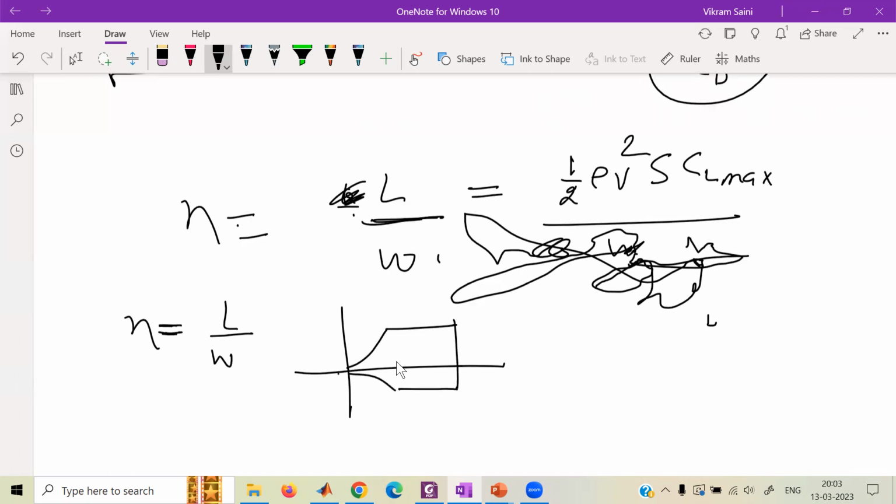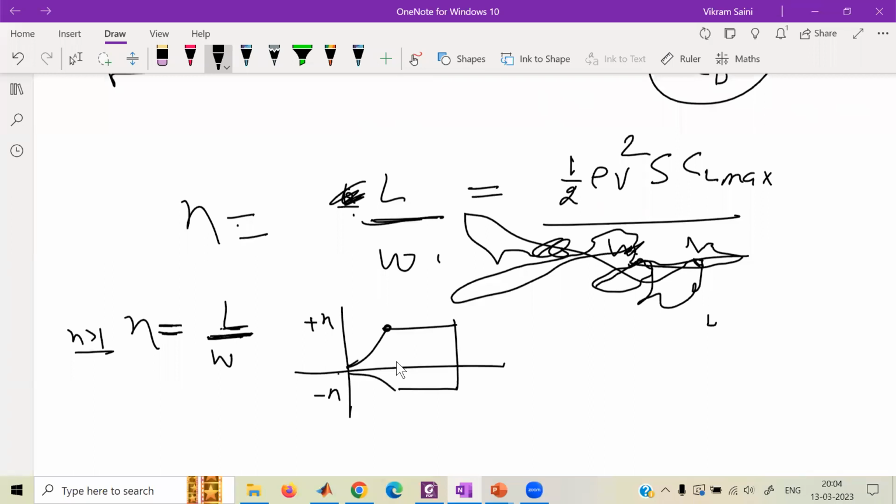So this is the corner velocity. This is plus n, this is minus n. So you fly different maneuvers, and in those maneuvers n is always greater than 1. In steady flight n is equal to 1 because lift is equal to weight. It's balanced. So how do you make this part of the graph?